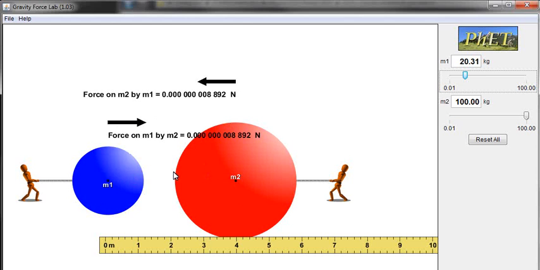But look, the forces are still equal and opposite to each other. Your intuition may be that the larger mass will exert a larger magnitude force on the smaller mass than the smaller mass exerts on the large mass, but that would be violating Newton's third law. That can't be true. And so even if one mass is very different in kilograms than the other mass, the forces are still equal in magnitude but opposite in direction.